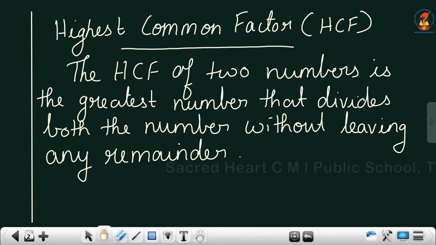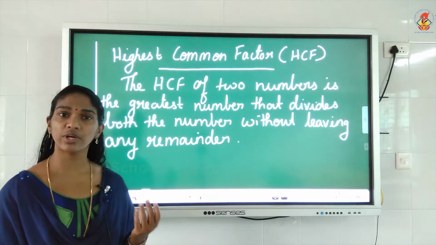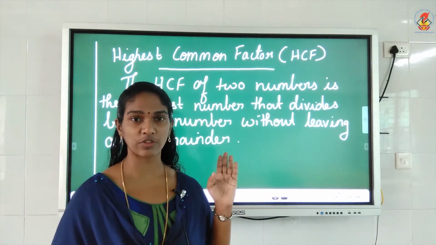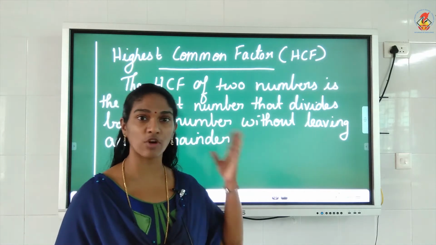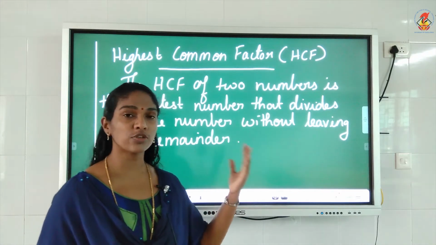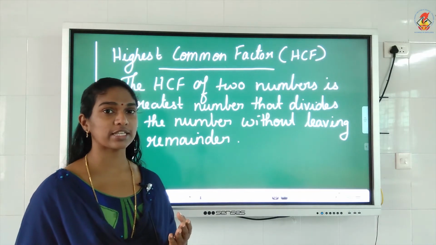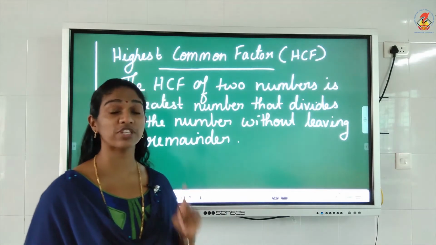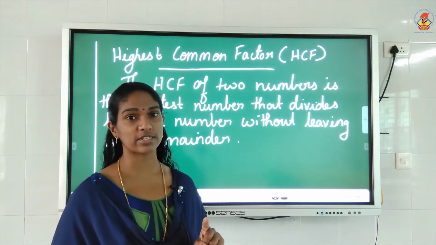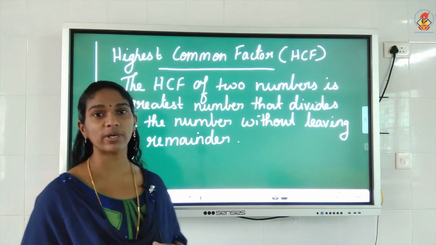You have learned how to find common factors, isn't it, children? Now, this is a topic where you will find the highest common factor. That is, if you are given two or more numbers and they ask you to find the highest common factor, first you will find the factors of the two numbers. Then from that, you will find out common factors. You've already done that in the first section. From that, you will take the highest one, which is the highest of all those common factors. That will be the highest common factor.